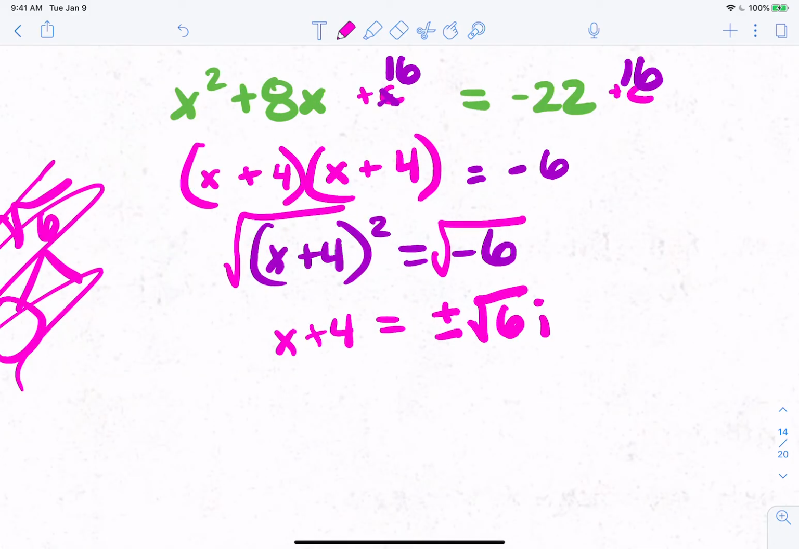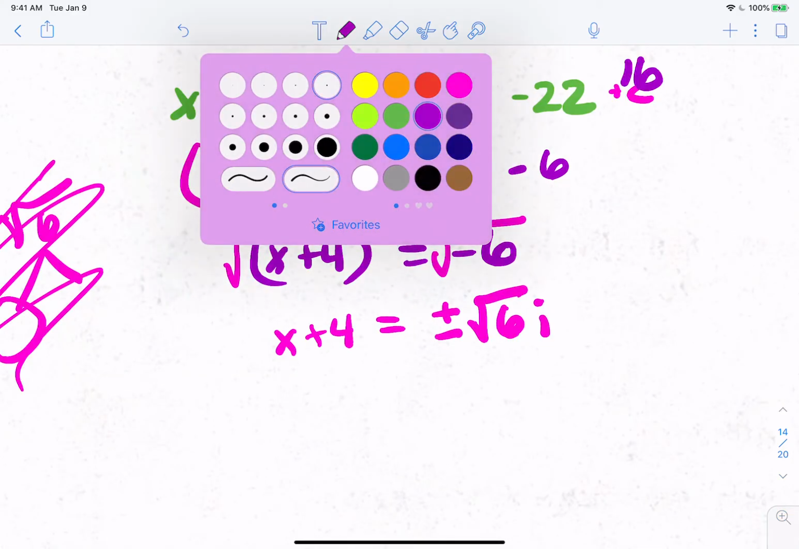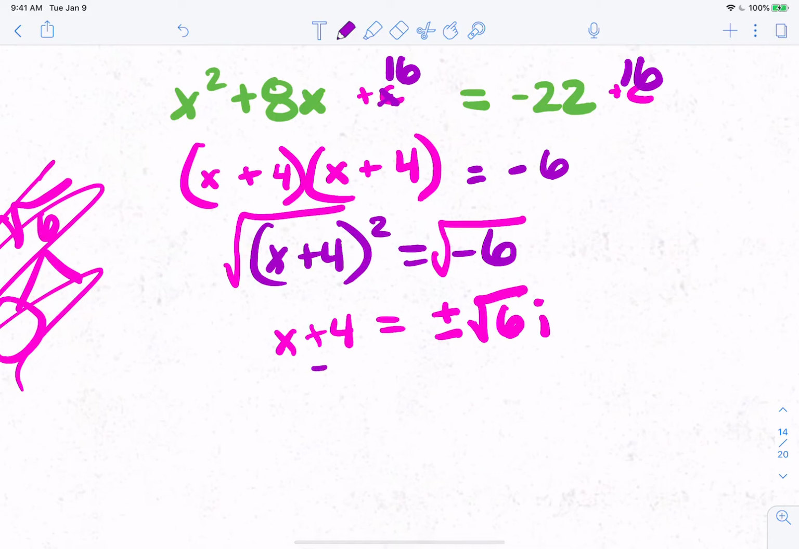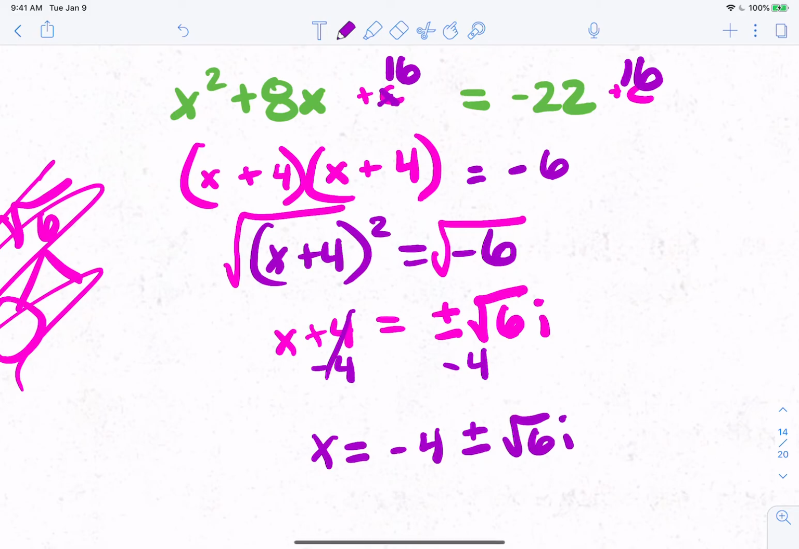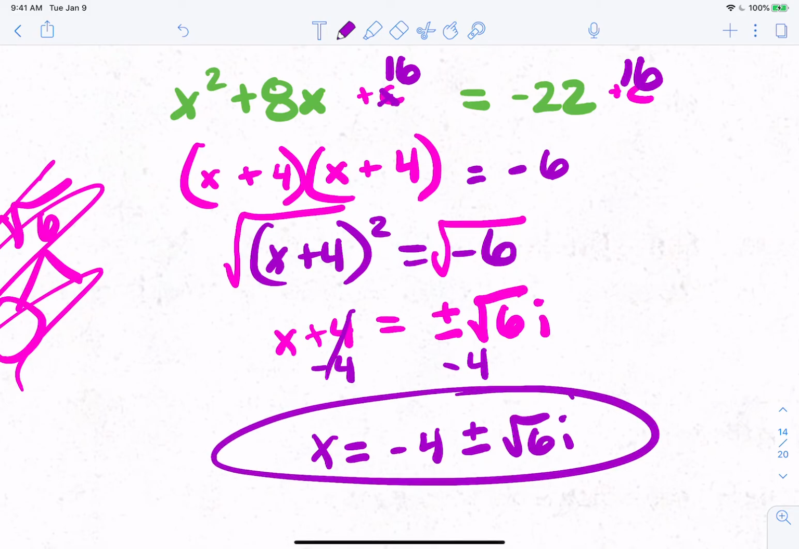One more thing. What do I do? I subtract the 4. So x equals negative 4 plus or minus the square root of 6i. That's it. Because it didn't come out nicely, we leave it as one piece, right? If it's a negative inside of a square root, just transfer it over and make it an i, right? Okay, good? That's it.